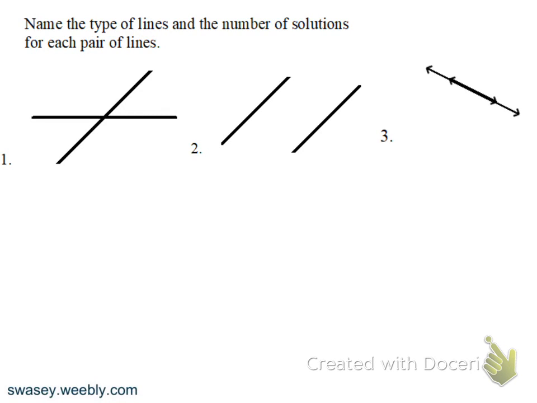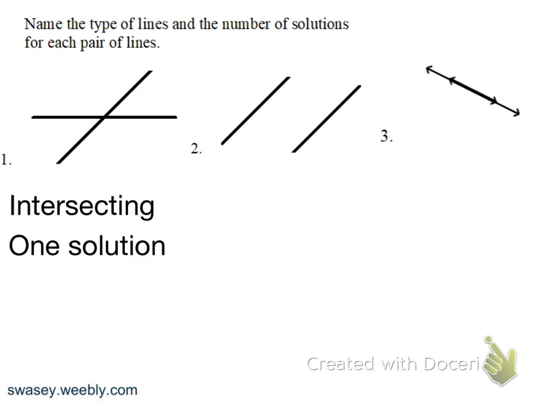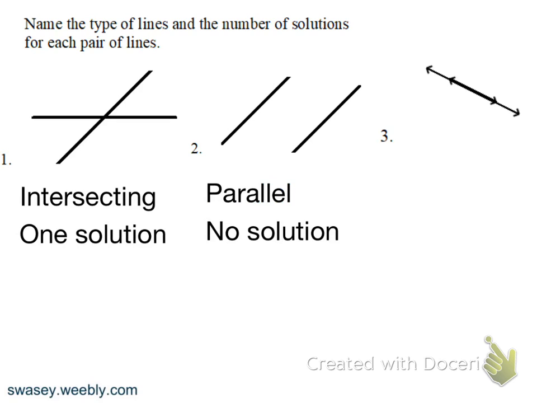All right, we're going to name the type of lines and the number of solutions. These are systems of linear equations. So if we have two lines that are intersecting, there's one solution. That's what we have on number one. Number two, we have parallel lines where there's no points in common, so no solution. And number three, we have coinciding lines with infinitely many solutions. All the points on one line are on the other line, and they keep on going forever.